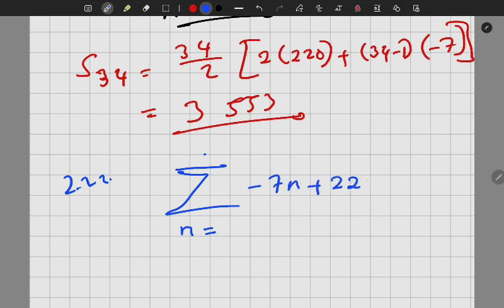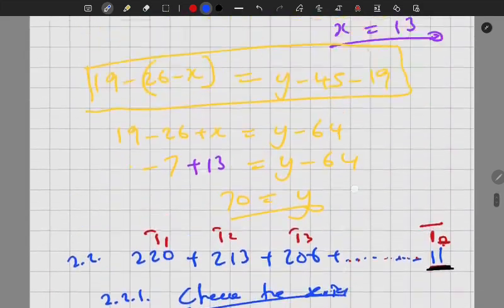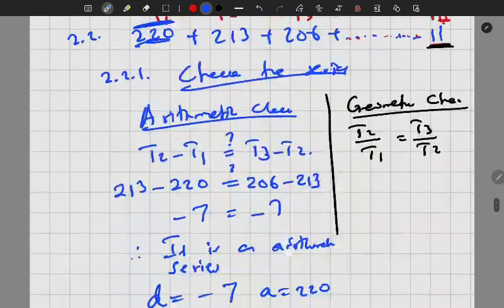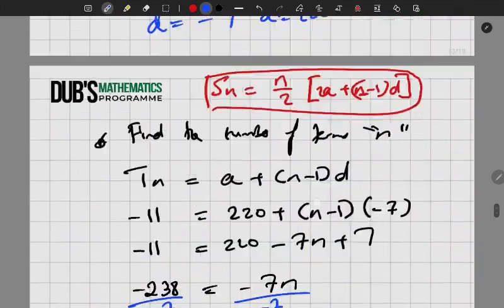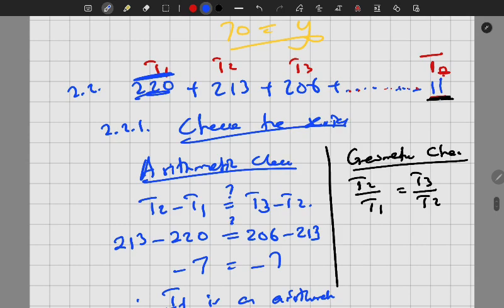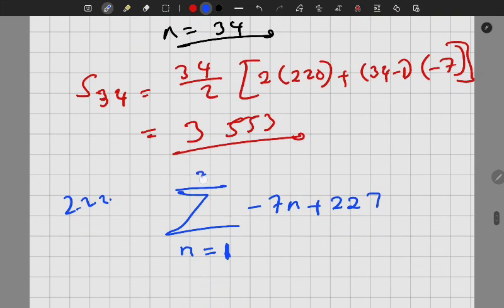We're starting at T1 here, because this is T1. And then where are we ending? Our last term, the position is this one. We found this n to be 34. So we are ending at 34. That's how we write this in sigma notation.